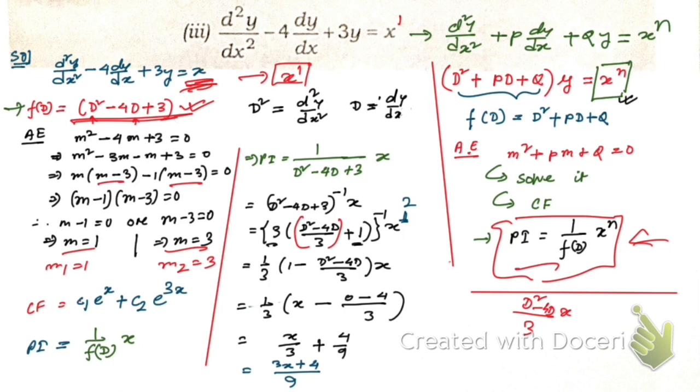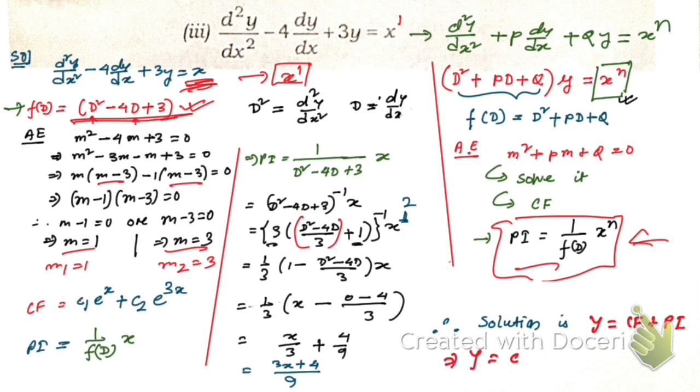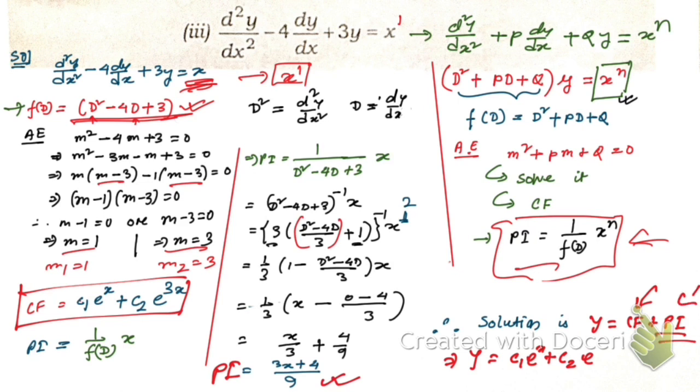So here you see, let me clean this. What will be our solution? Therefore the solution, y is equal to, we know CF plus PI, right? What is our CF? CF is this one. We have got this CF, so this is our CF, right? You can see. And PI we have got this. This is our PI, right? Let us use here. So then we got the solution, right? So this is our solution. That's how we can solve such kind of differential equation.